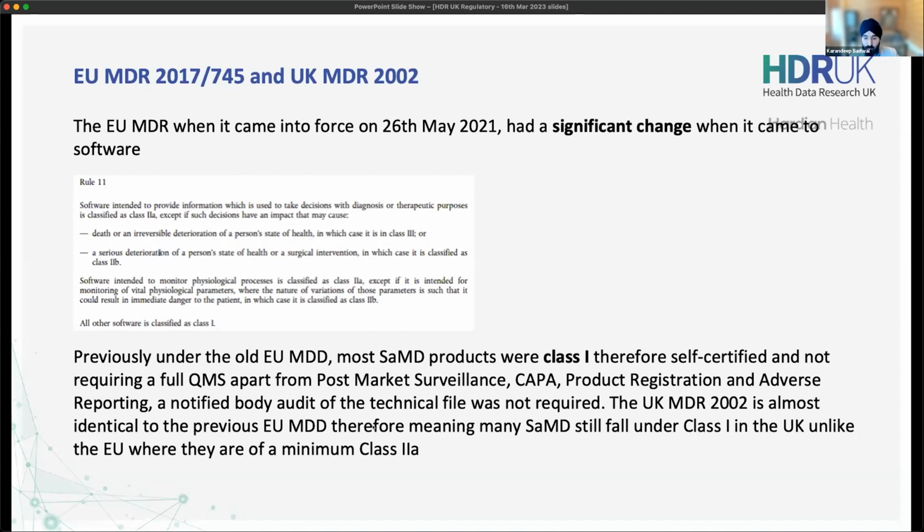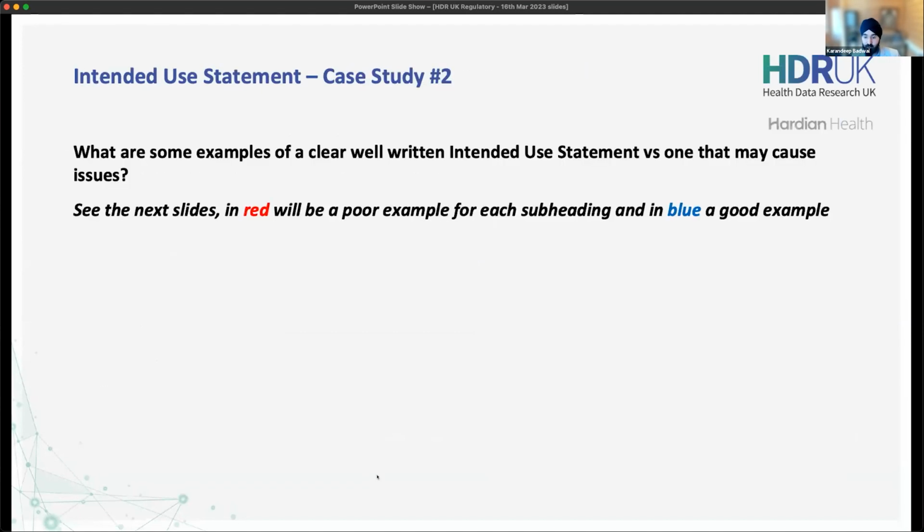So, Habib, I've just seen your question. Is post-market surveillance and clinical follow-up followed by the companies themselves? Yes, it is. What's happened here is effectively you are responsible for post-market surveillance and post-market clinical follow-up. So it does come at a cost to the company, which is something to factor in.